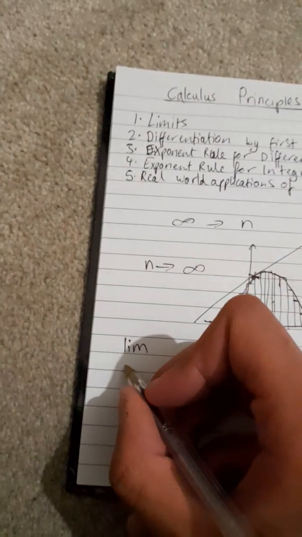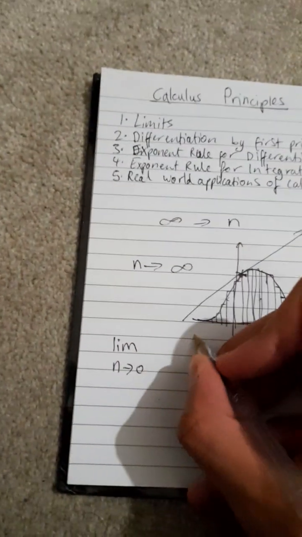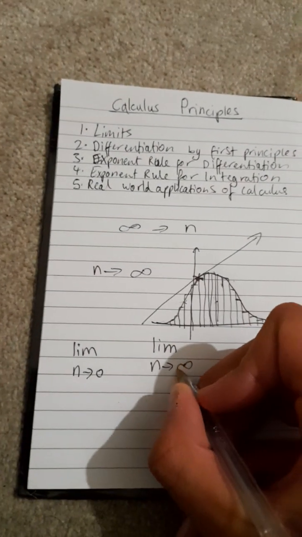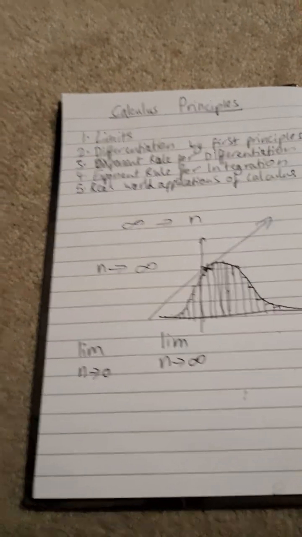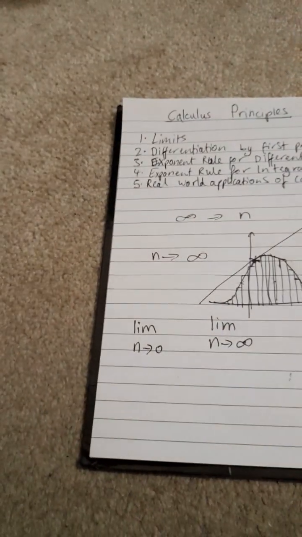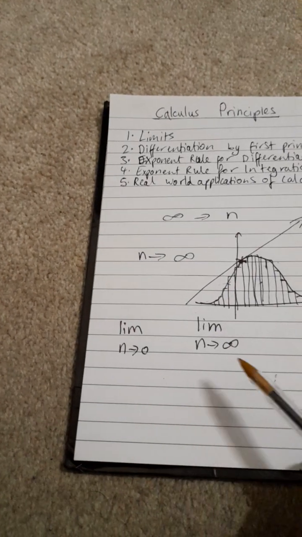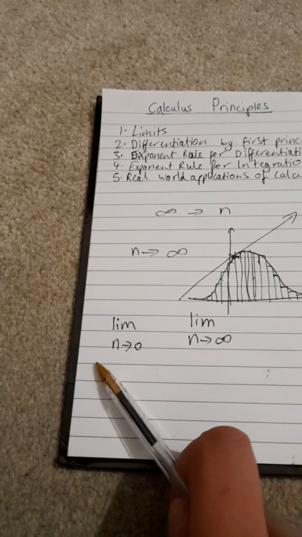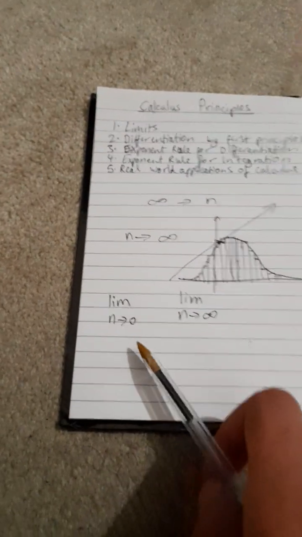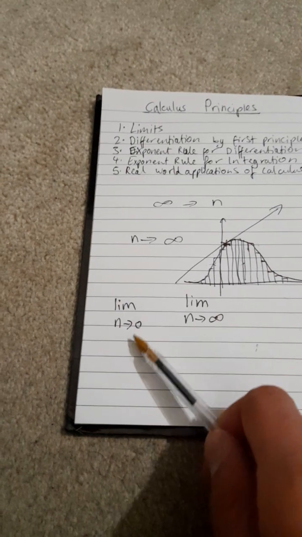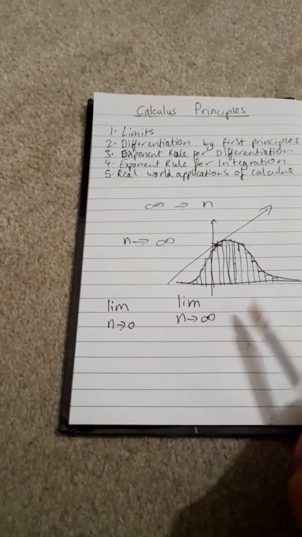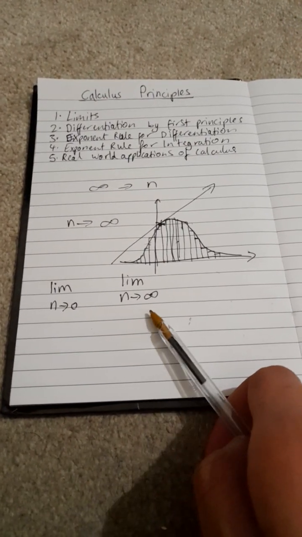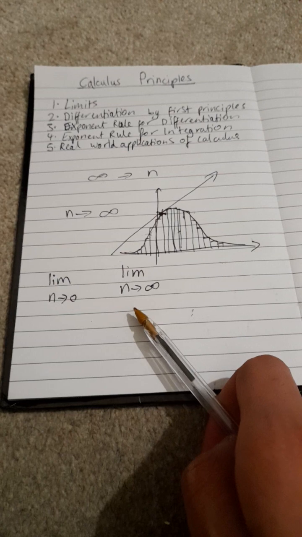Okay, so let's say I have something like lim of n approaching 0, or lim of n approaching infinity. What that means is we can't use infinity. However, we'll assume that n is getting closer and closer to infinity, or closer and closer to 0. n can't ever be 0, but it's getting as close as it possibly can to it. Similarly here, n can never be infinity, but it's getting as close to it as it possibly can, just to allow our calculations to work.